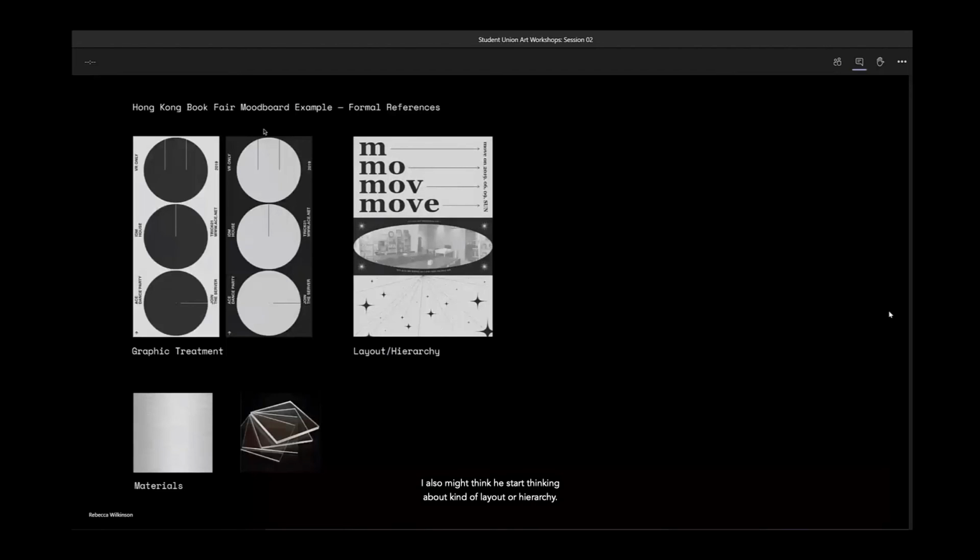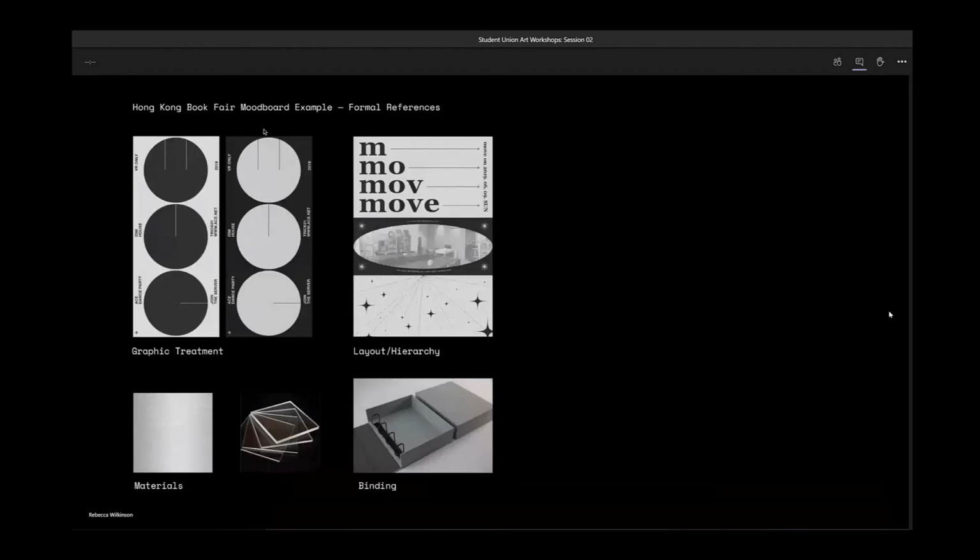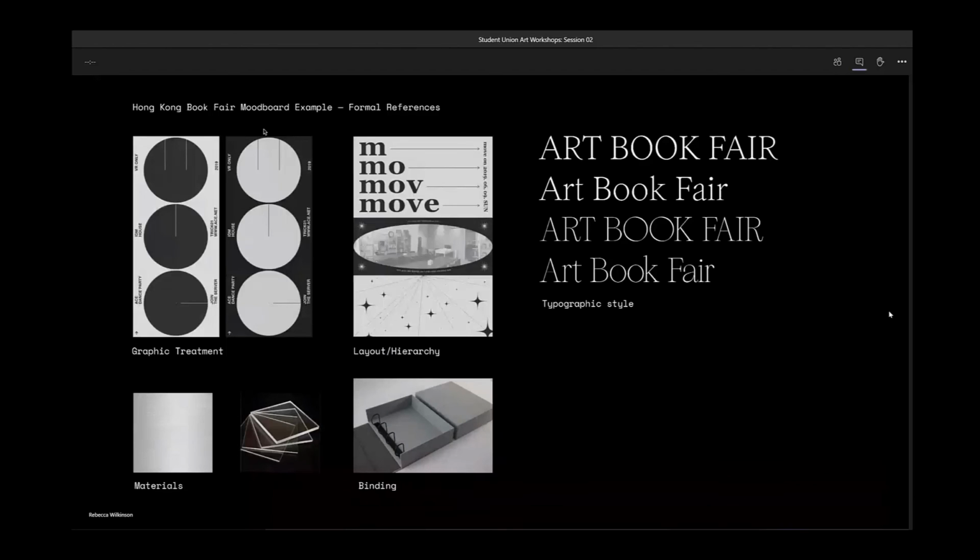I also might start thinking about layout or hierarchy. Do I want to have big, bold type? What's that going to look like? I may want to think about binding for my printed materials. I certainly want to start thinking about typographic style.